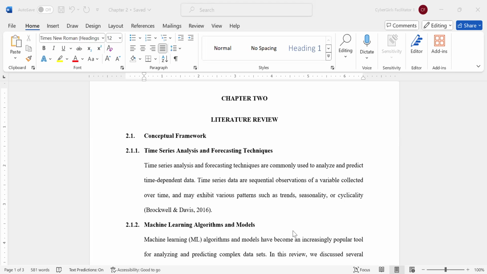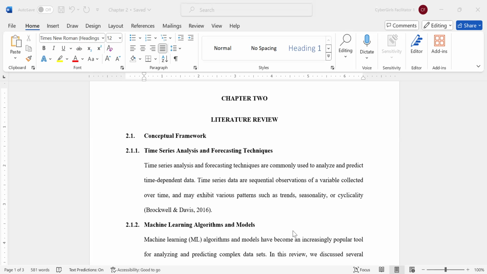In most cases, when you are writing, after you must have introduced what you want to write about, the next thing is for you to review several literatures to back up your claims, right? To back up what you are researching on, right? So always the chapter 2 is your literature review, and your literature review is broken down into several components, right? And that is what we'll be looking at as we progress.